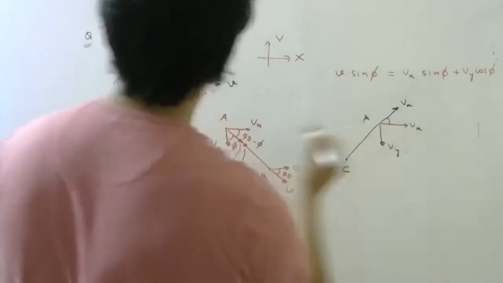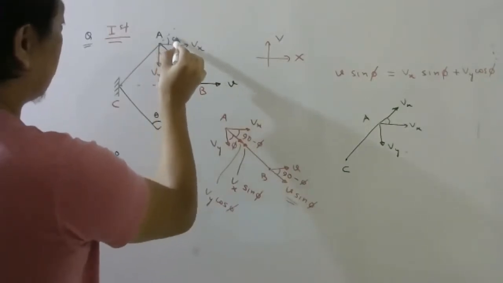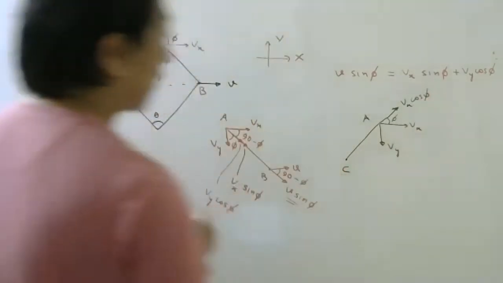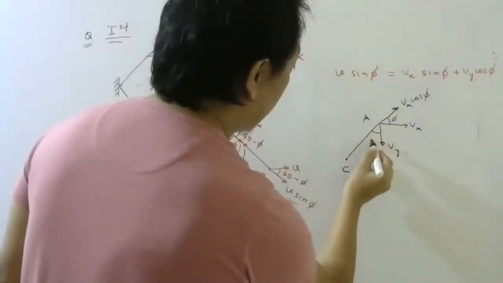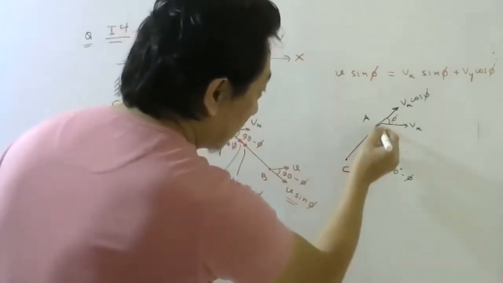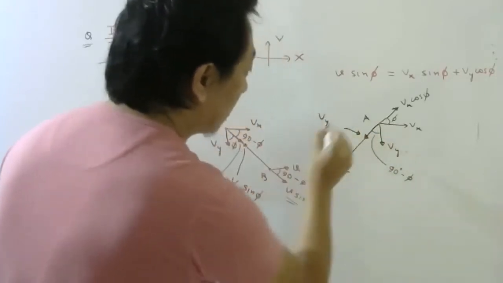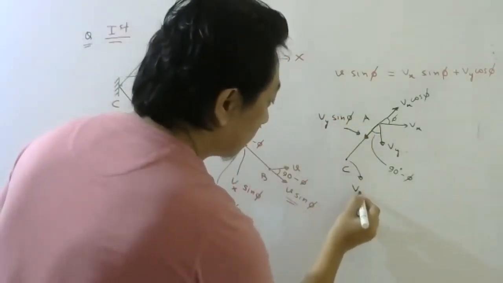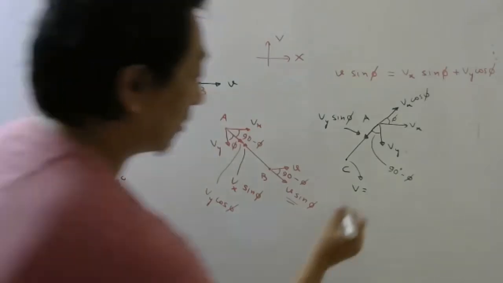What will be this angle? This is phi, this is 90 minus phi, this will be also phi. So that will be phi. So this will be vx cos phi. And what will be this angle? 90 minus phi. So component of this vy in this direction along the string will be vy cos(90 minus phi), which is sin phi. What about velocity of this point? This point. 0. That is it.